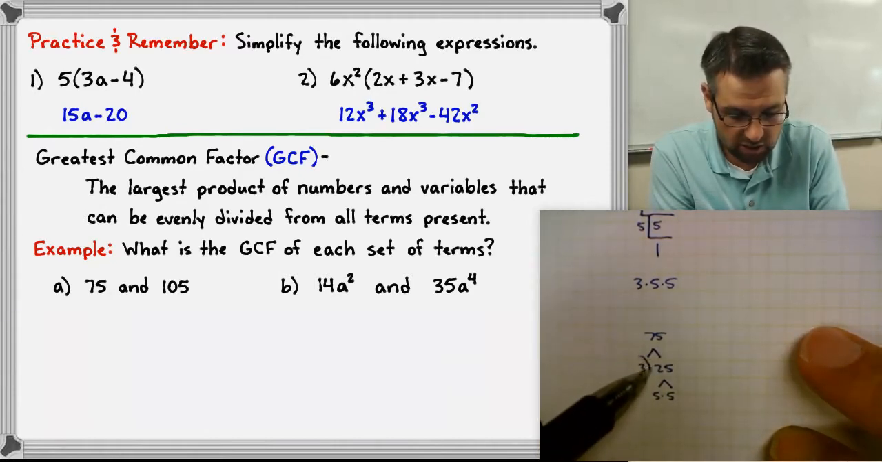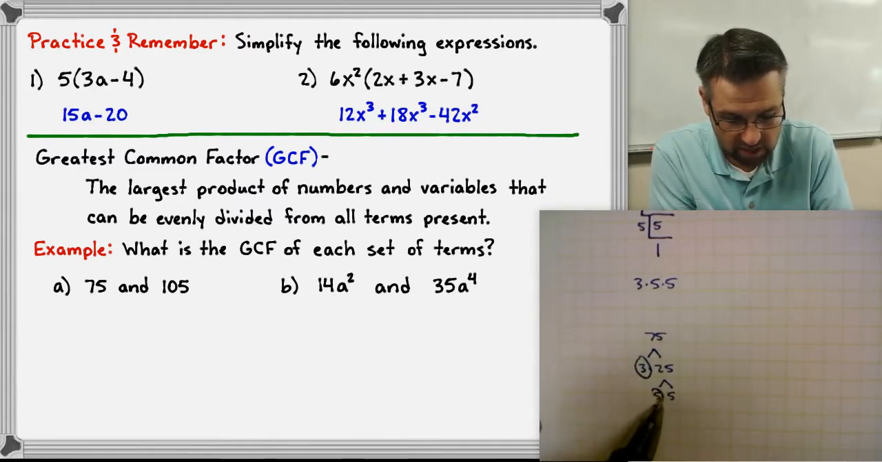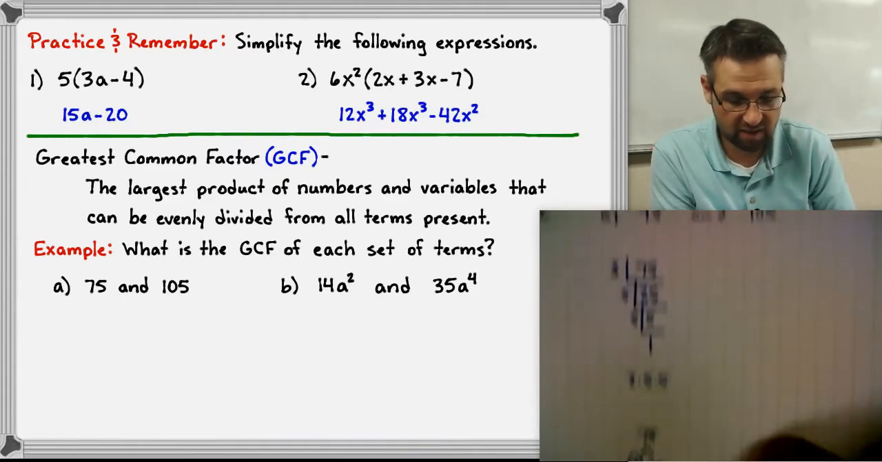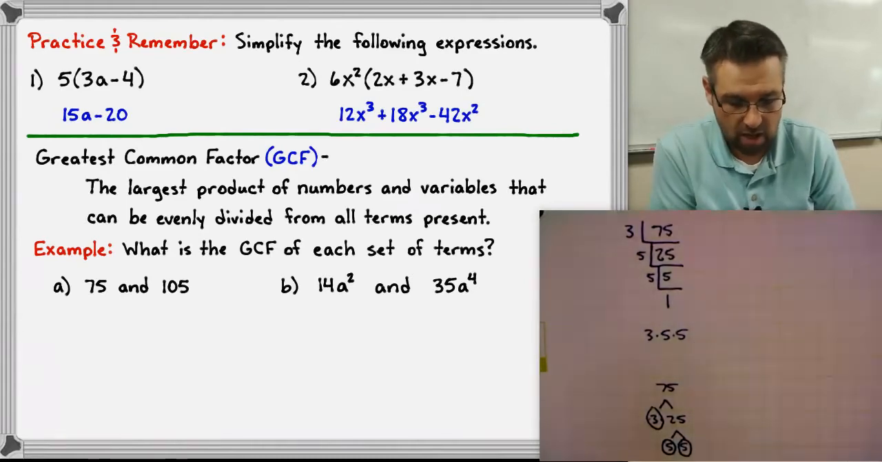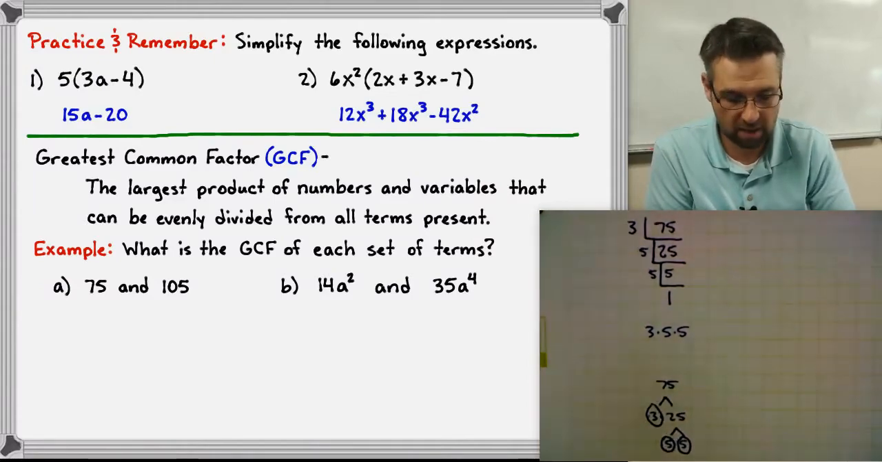So what I do is I circle the end of each branch. So here, this is the end of the branch. Here is the end of a branch. Here is the end of a branch. So these are my prime factors, 3, 5, and 5. And that's exactly what we got here, 3, 5, and 5. So those are two different ways of factoring. You can use the factor tree or you can use the cake method, okay?